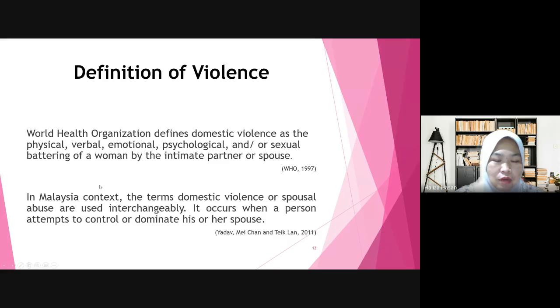In Malay they call it kekerasan rumah tangga. So it occurs when a person attempts to control or dominate his or her spouse. Domestic violence can be against women or against men. So one of the spouses, either wife or husband, tries to dominate the other.